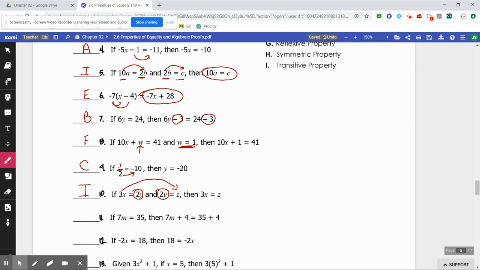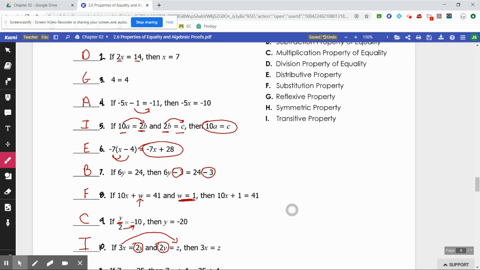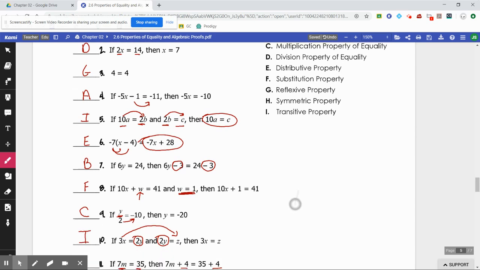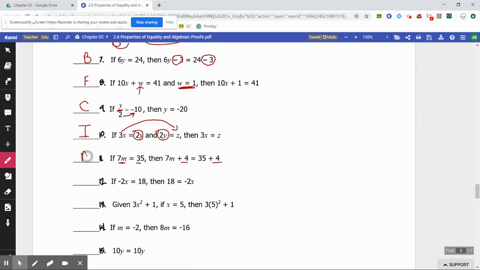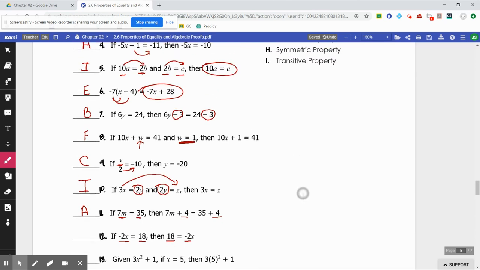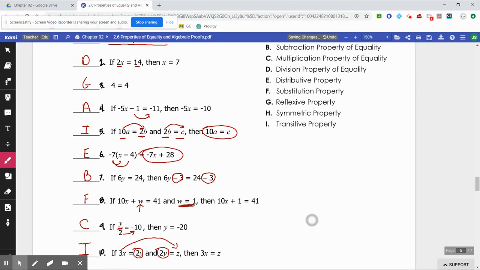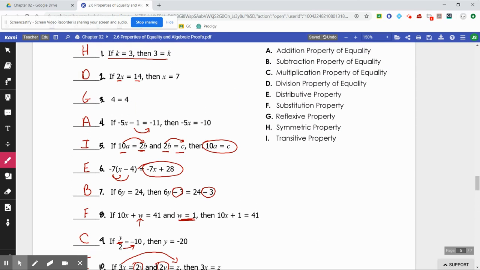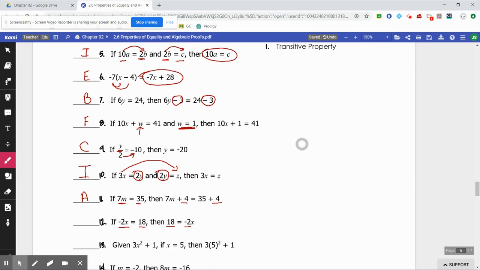If 7m is 35, then we can add 4 to both sides. We can add anything we want to both sides. That would be the addition property of equality. That is A. If negative 2x is 18, then 18 is equal to negative 2x. Again, we can flip-flop those around if we would like to. And that would be H, the symmetric property, just like number 1 up there.